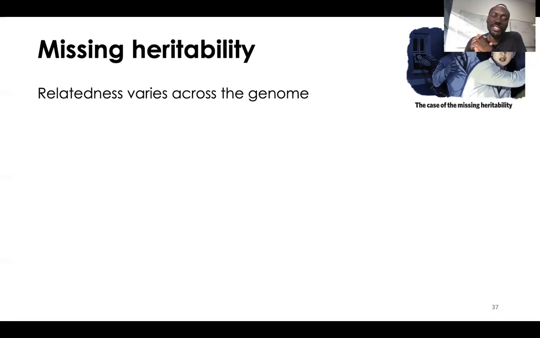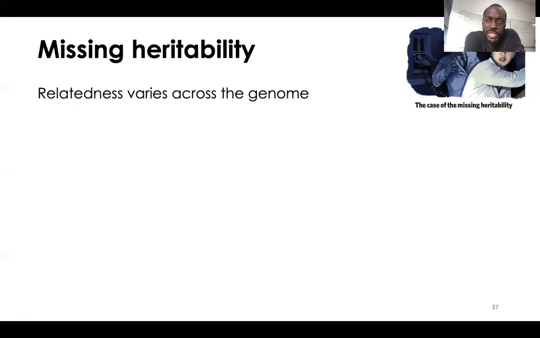For example, for height, the handful of variants detected at the end of 2010 explained about 5% of the variance, whereas the heritability was expected to be 80%. And that big difference worried the community to some extent, in the sense of asking what exactly are we missing, and that was termed the missing heritability problem.